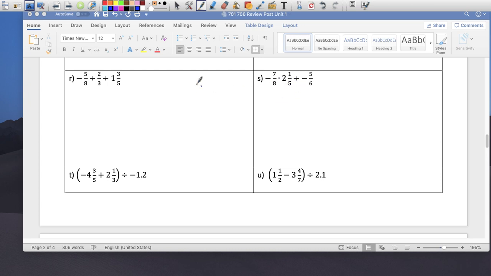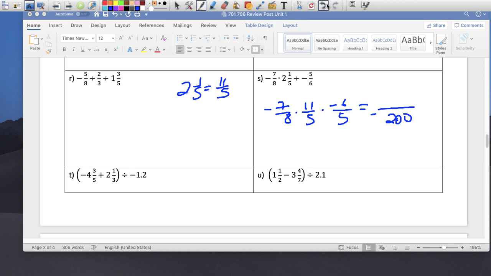This one, let me change 2 and 1/5 to 11 over 5. Okay, so I change it, so it's negative 7 over 8 times 11 over 5, and then times negative 6 over 5. Sheesh. Nothing to simplify. That's 8 times 5 is 40. 40 times 5 is 200. So the bottom's going to be 200.